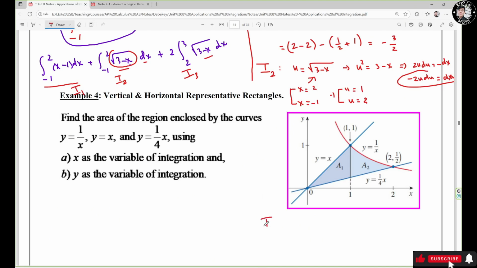Now I2 becomes the integral from 2 to 1. This part right here is actually u, and ds right here is actually this expression, so I have -2u squared du. Now I need to flip the bounds and change the sign right here, so it becomes positive. Integral from 1 to 2 of 2u squared du, right?